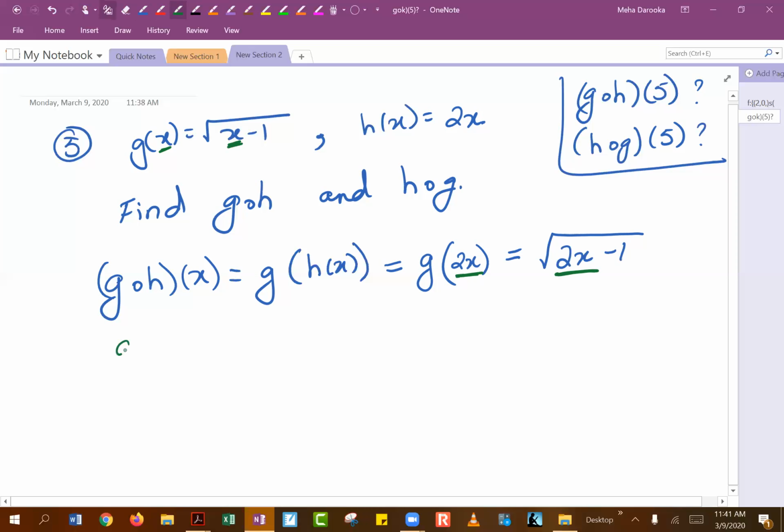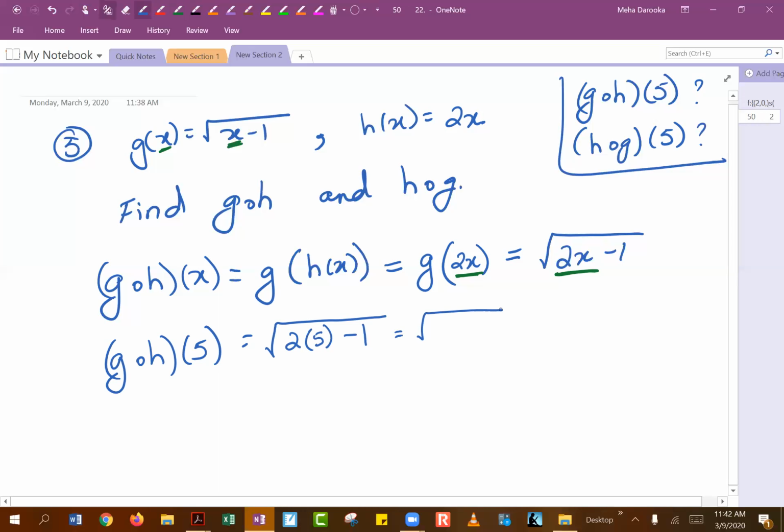So now when they say find G of H at 5, this is where you would have square root, because we already have the definition, 2, replace the X with the 5, minus 1, and you can now solve this. 2 times 5? 10 minus 1? And square root of 9? There you go. So this ordered pair, we started at 5, and where did we end? At 3.